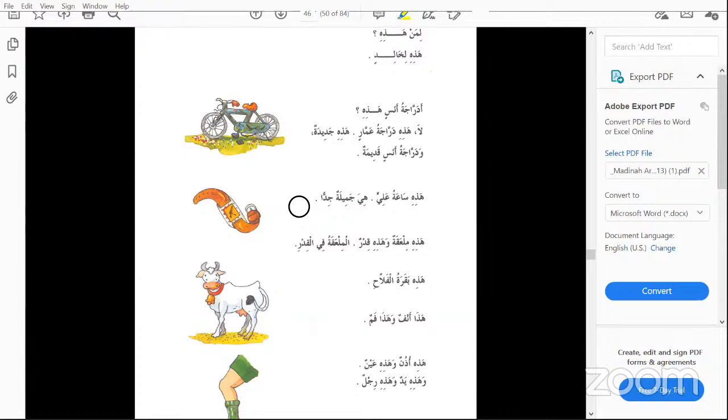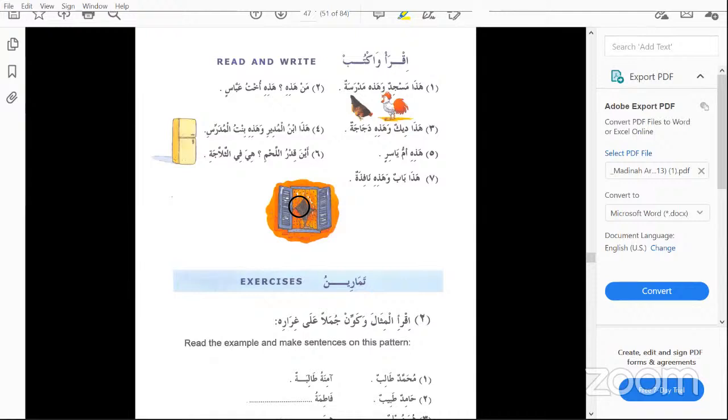Hazihi uzunun wa hazihi aynun. These are ears and these are eyes. Correct. Wa hazihi yadun wa hazihi rijlun. This is a hand and this is a leg. Brilliant. Haza masjidun wa hazihi madrasatun. This is a mosque and this is a school. Man hazihi? Who is this? Thank you.